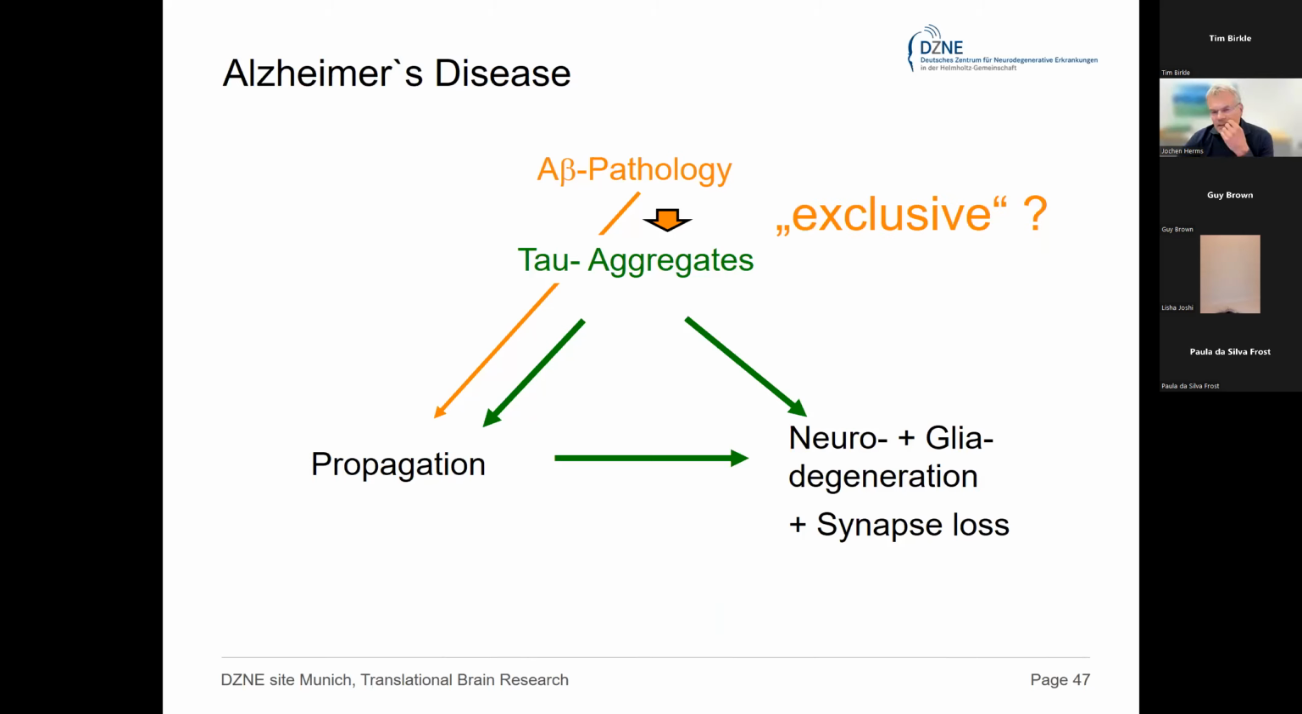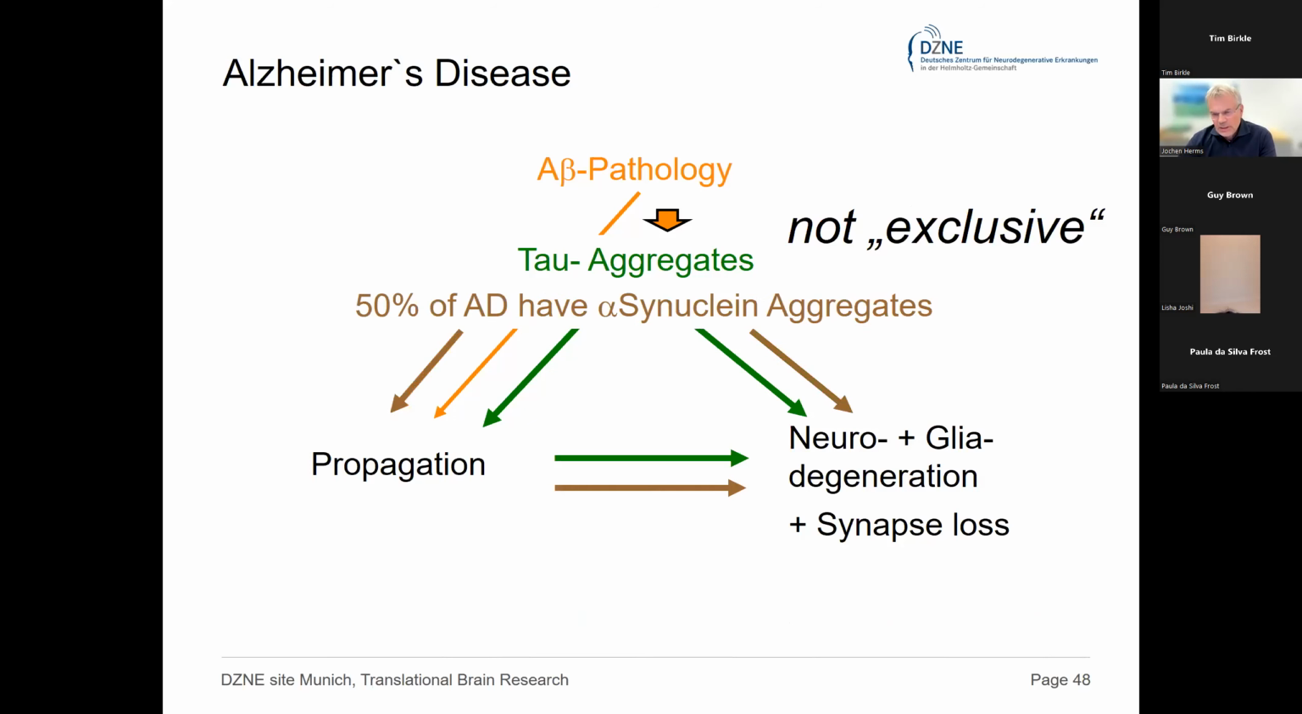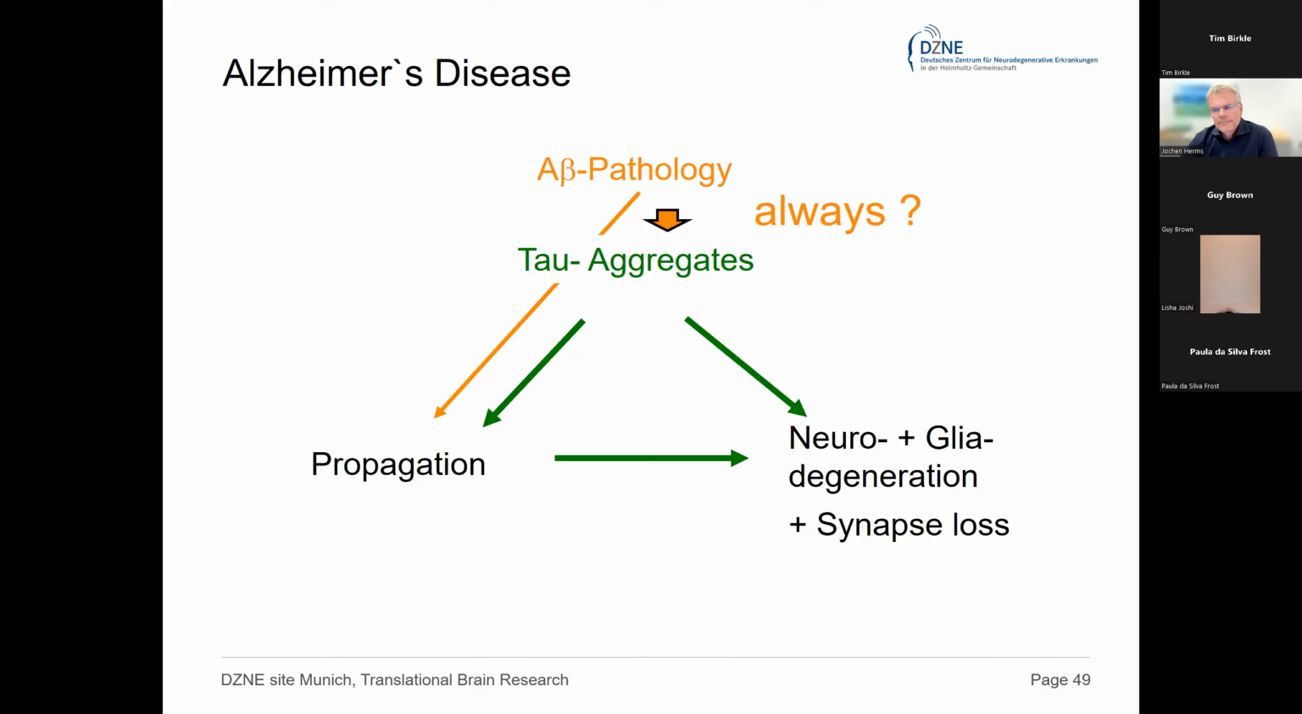The next question is, is this exclusive? So does A-beta pathology only induce tau pathology? This is actually not the case. More than 50% of Alzheimer cases do have alpha-synuclein pathology. You know, alpha-synuclein is the protein that aggregates in dementia with Lewy bodies or in Parkinson's disease. So it's for sure not exclusive, the induction of the tau pathology. You also have alpha-synuclein pathology in Alzheimer cases.